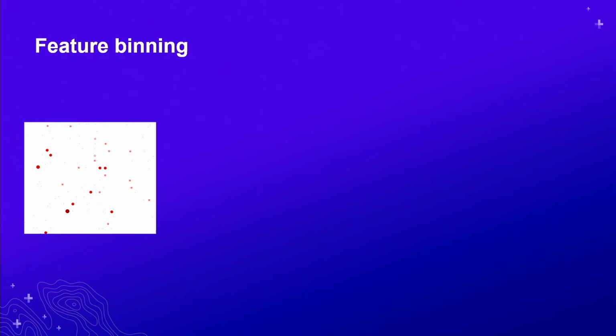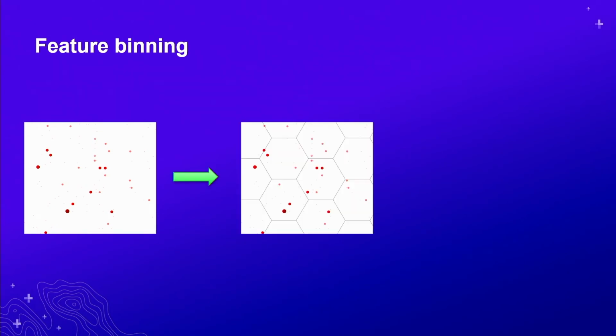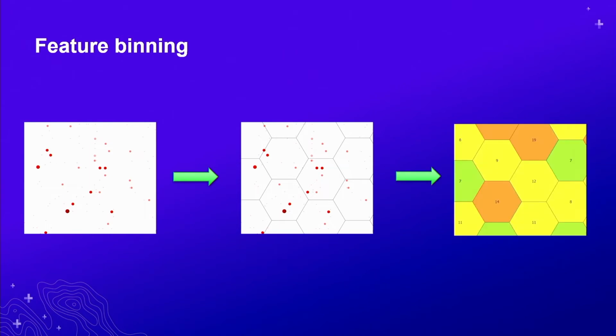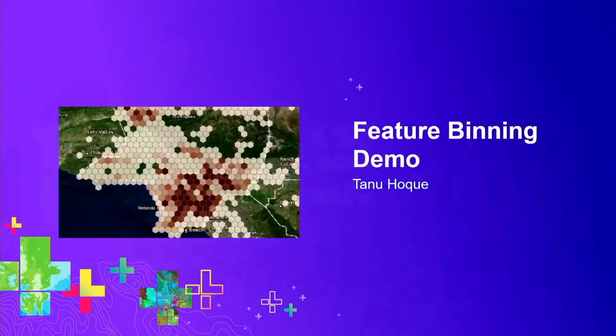What we do is overlay hexagons, or bins, on top of points, compute how many points are within each polygon, and assign that value to the polygon, right? So with that, let's go and do some demo.